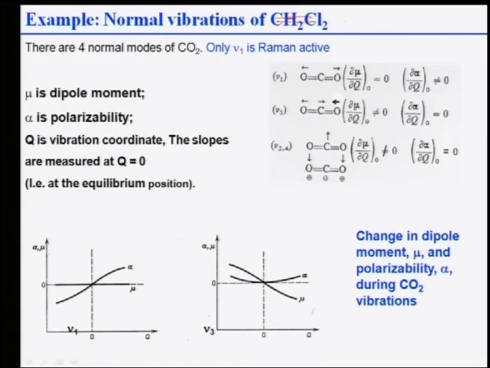Again I come back to, sorry, this is wrong, I come back to CO2. There are 4 modes of CO2, and out of the 4 only nu 1 is Raman active. So nu 1 is this symmetric stretch, where the dipole moment change is 0. nu 3 and nu 4, these two, are IR active. Here mu is the dipole moment, alpha is the polarizability, and q is the vibration coordinate, the displacement which we have used. This is nu 1, and you can see the polarizability is changing like this.